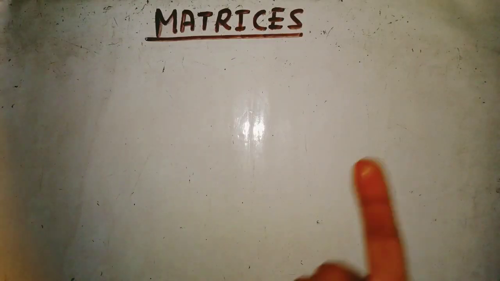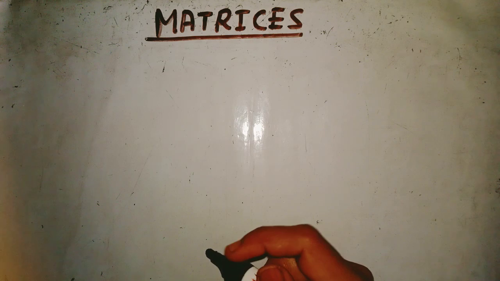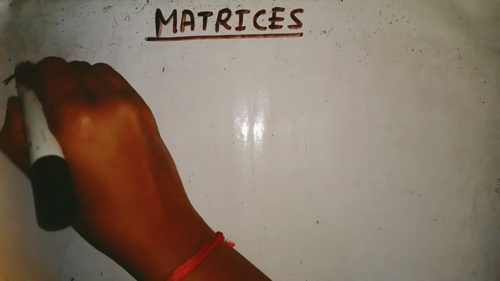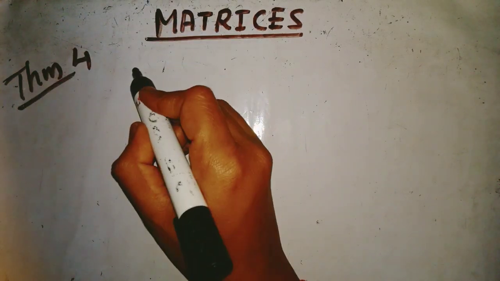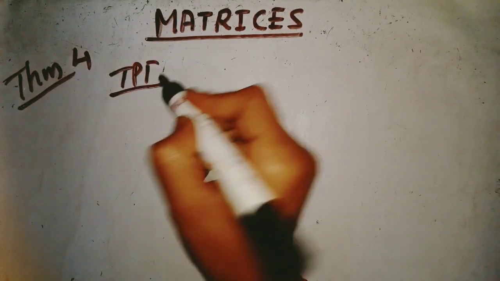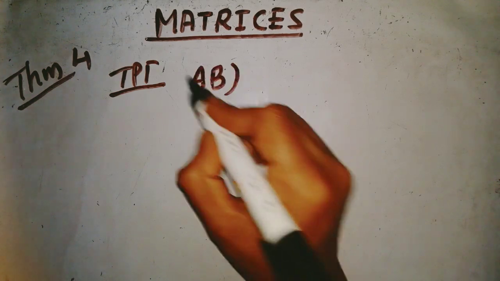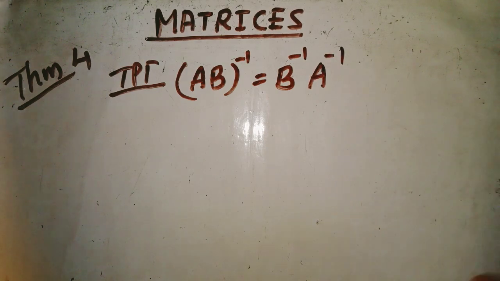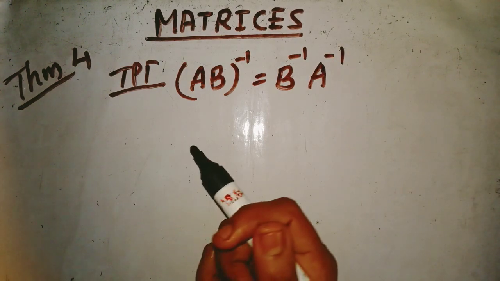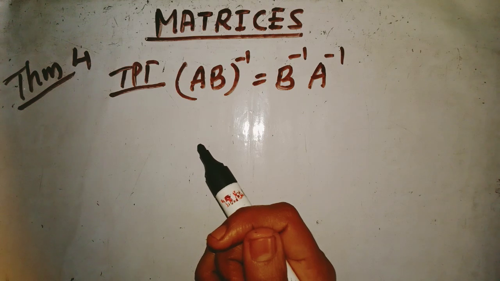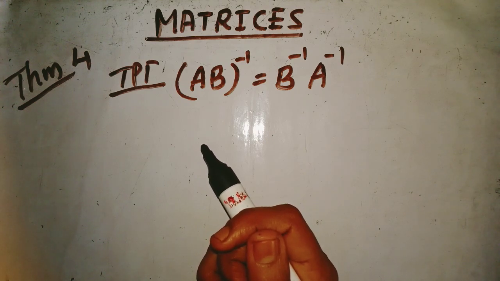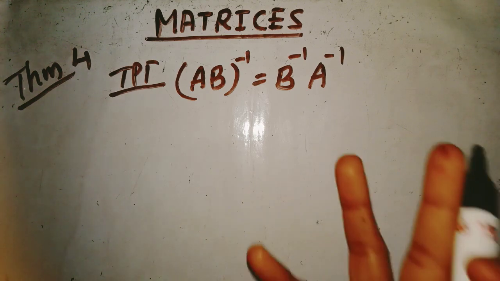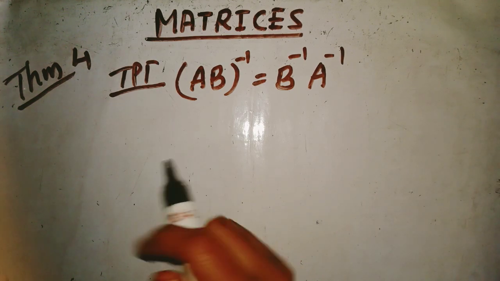Let's prove the next theorem, which says that if A and B are invertible matrices of the same order, then we have to prove that (AB) whole inverse is equal to the product B inverse A inverse. From the definition of inverse of a matrix, here the product of two matrices is given, right?